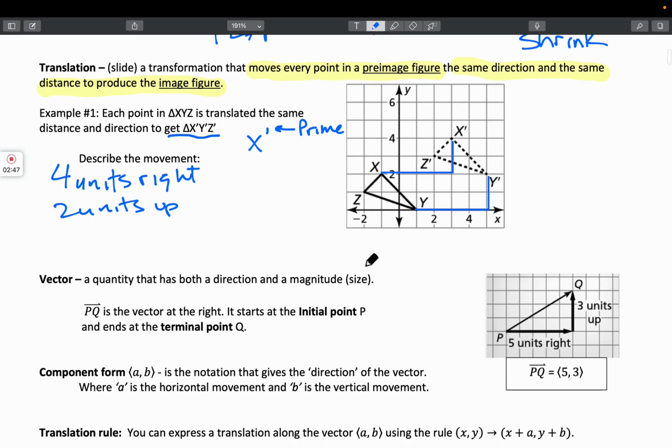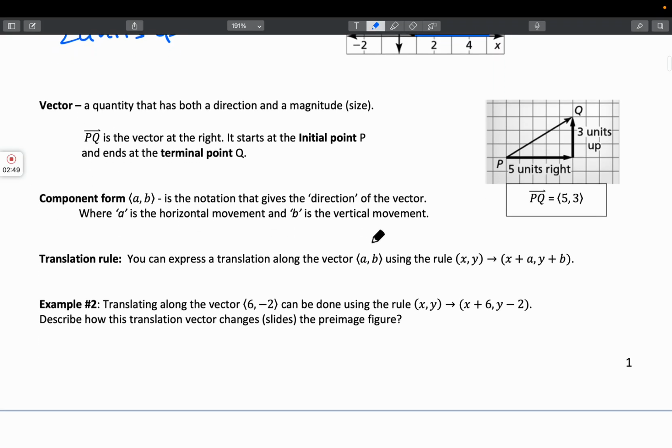That amount of movement is known as the vector or the translation vector. And a vector is simply a quantity that has both a direction and a magnitude or a size. The notation for a vector looks similar to the notation for a ray. But a vector, and you can see vector PQ over here on the right hand side, has a beginning point, an initial point, and an ending point known as the terminal point. So it begins and ends, and that's a little bit different than a ray.